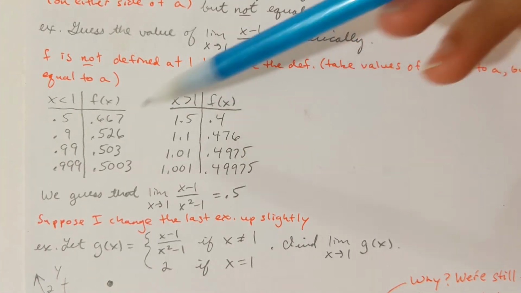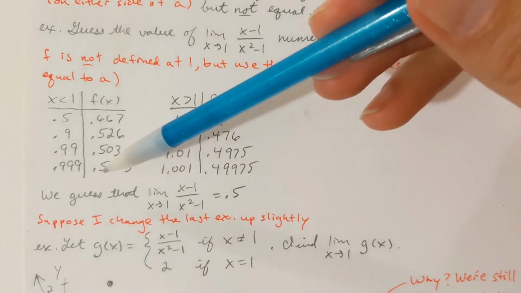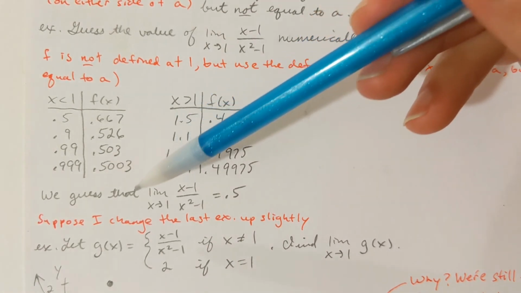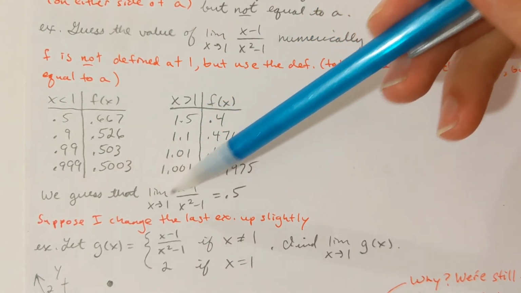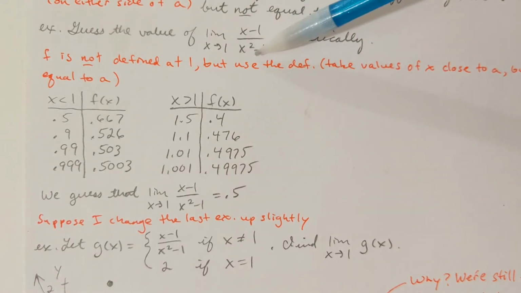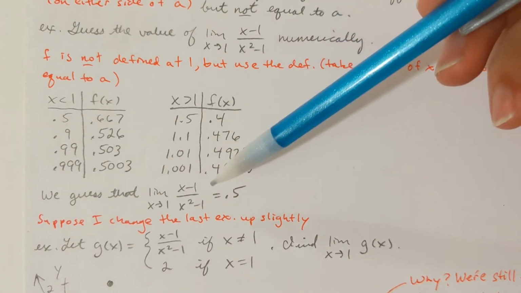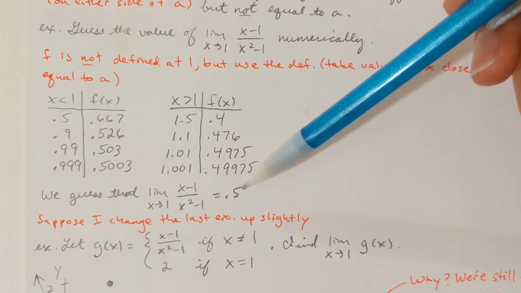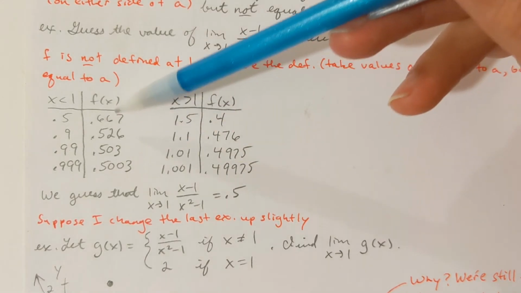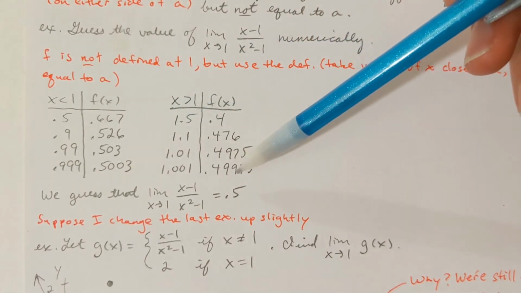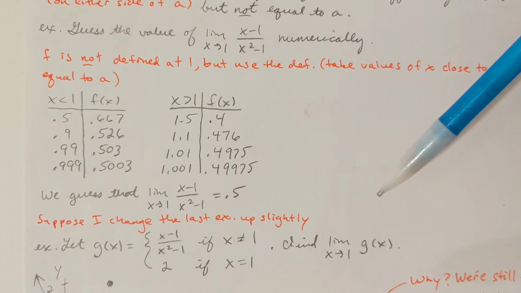Now from our table here, it would be reasonable to guess that the limit as x approaches 1 of this function, x minus 1 over x squared minus 1, is 0.5. It looks like the y values are getting closer and closer to 1/2.